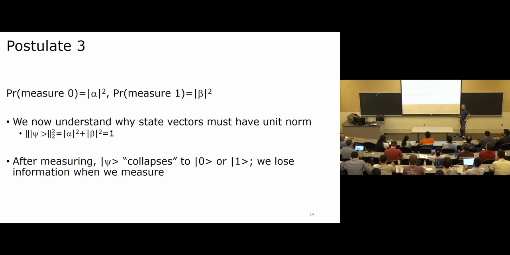And another comment is that we measure 0 and 1, and after doing so, there's what is often called a collapse of the vector to ket 0 or ket 1.